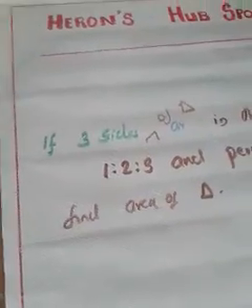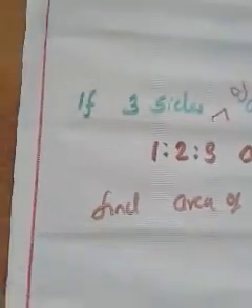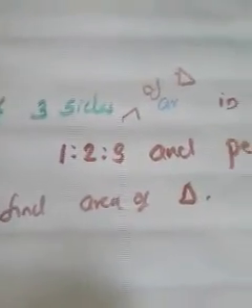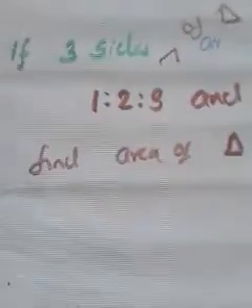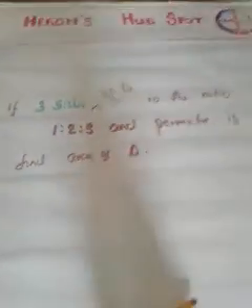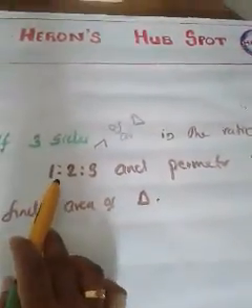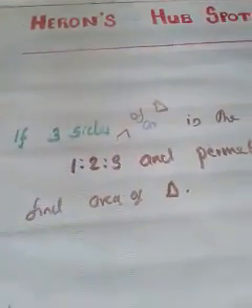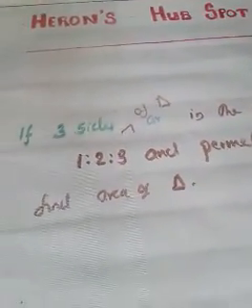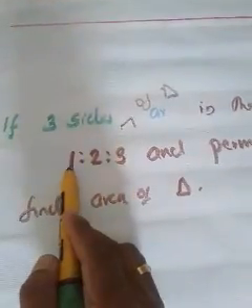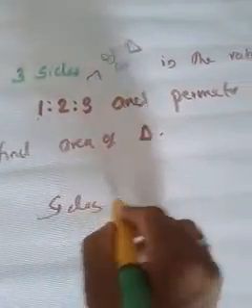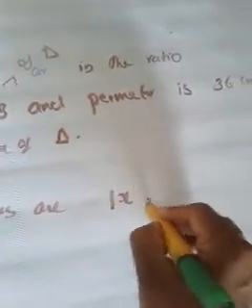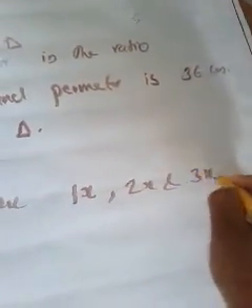Now consider this question. This question says that if the three sides of a triangle are in the ratio, instead of sides, the ratio is given, 1 is to 2 is to 3, and the perimeter is given as 36 centimeter, we have to calculate the area. See, since the ratio of the three sides is given as 1 is to 2 is to 3, you can consider the three sides as what? 1x, 2x, 3x, isn't it? So sides you can consider as 1x, 2x and 3x according to the ratio.